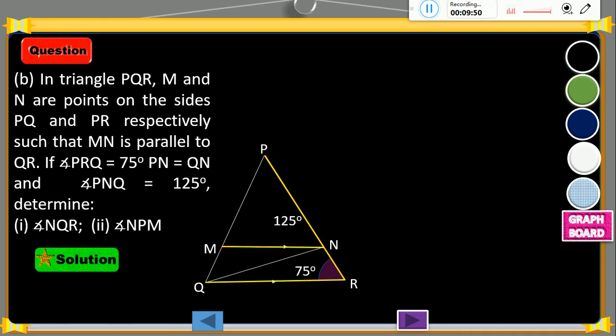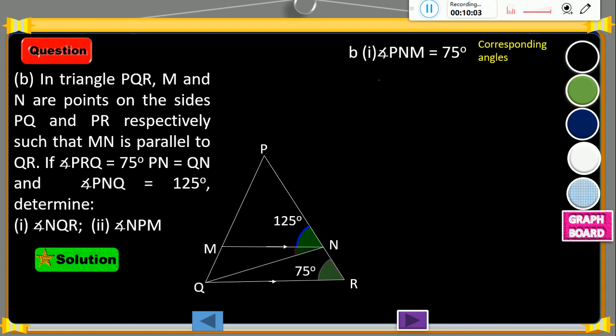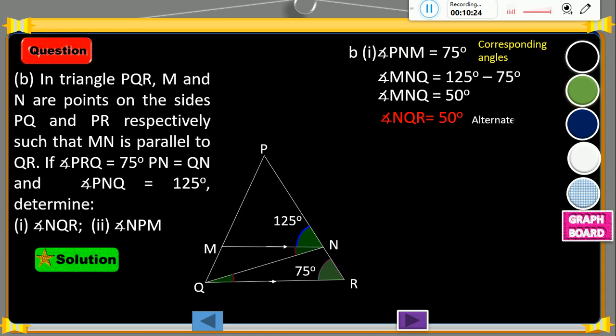F angle there, giving us corresponding angle. Those angles are corresponding. So angle PNM will be equal to 75 degrees. Corresponding angles. Angle MNQ is equal to 125 degrees minus 75 degrees, and that will give us 50 degrees. Then angle NQR is equal to 50 degrees. Alternate angles are equal.